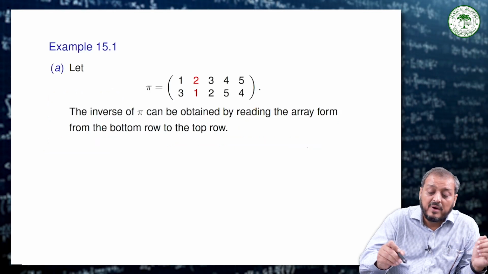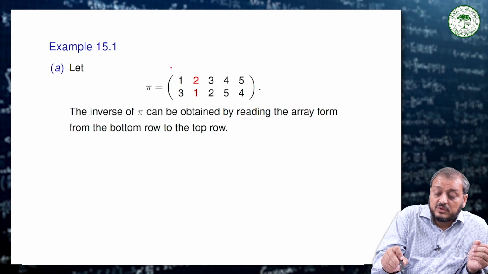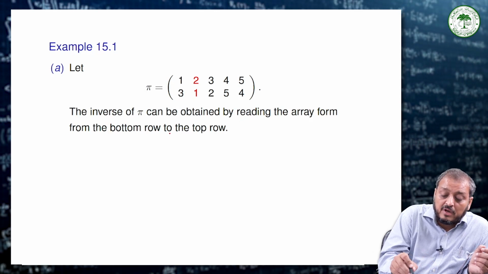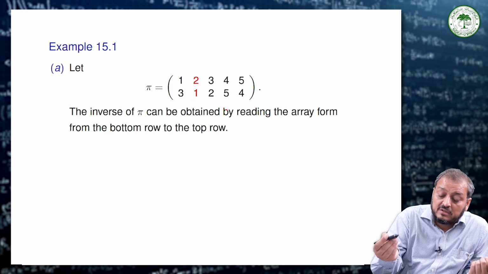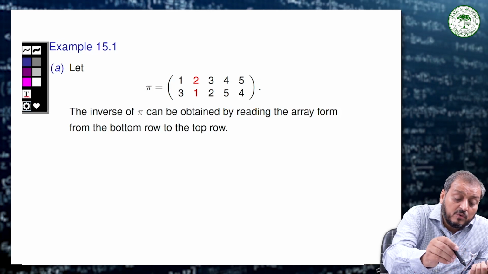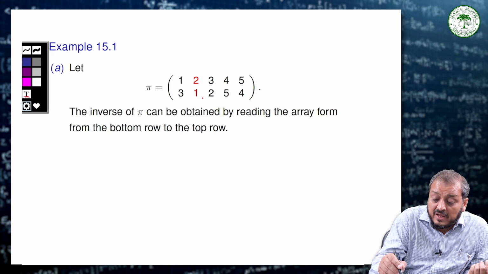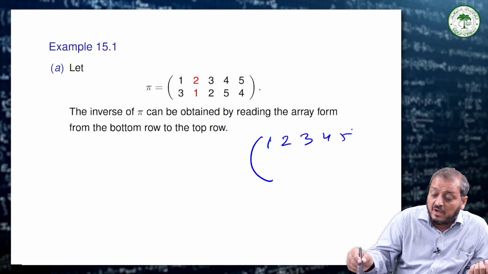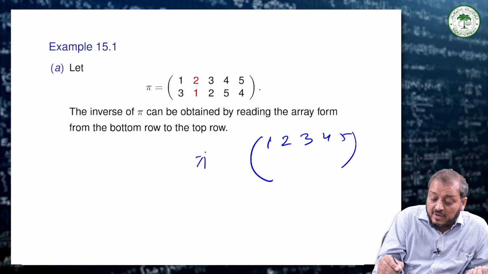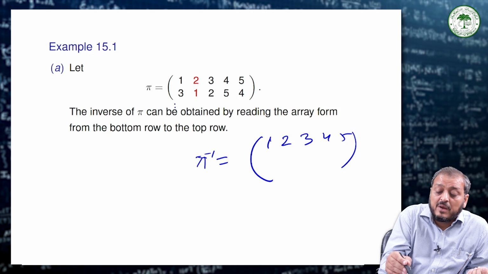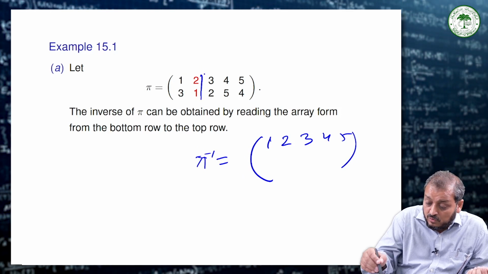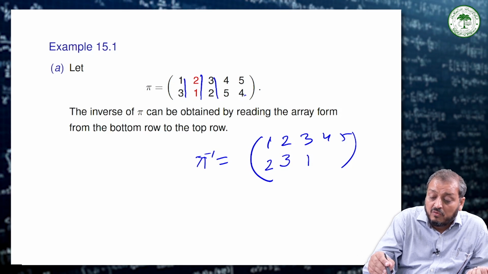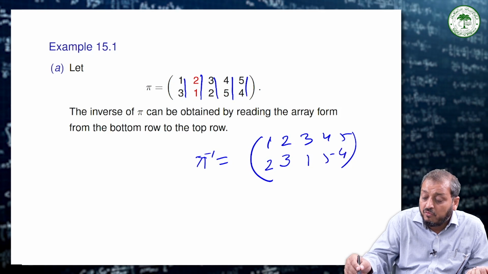For example, let pi be equal to this, with elements 1, 2, 3, 4 and so on. The inverse of pi can be obtained by reading the array from the bottom row to the top. First we write 1, 2, 3, 4, 5, and then we write pi inverse by reading this table from bottom to top. So 1 goes to 2, so this is 2, then 2 goes to 3, we write 3, then 3 goes to 1, we write 1, 4 goes to 5, and then 5 goes to 4.